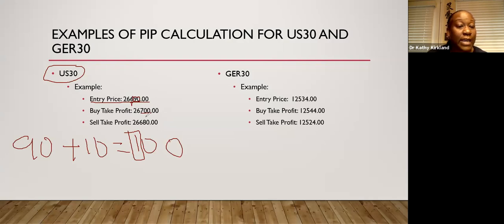If you're doing the sell, you go back to entry price. You're going to get 90 because that's the first and the second number before the decimal place. We're going to subtract 10.